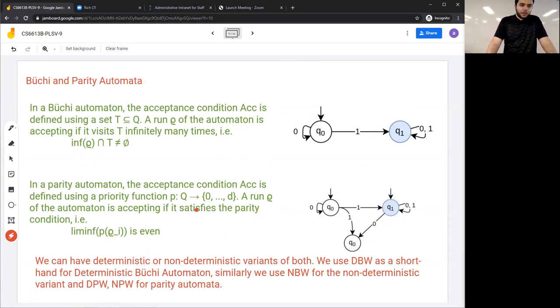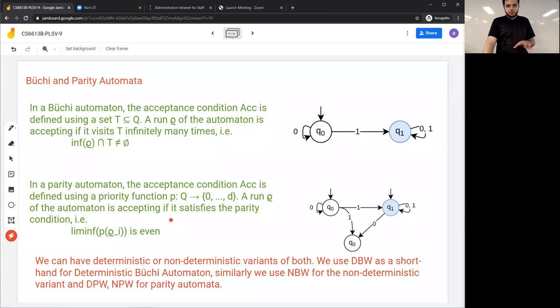And of course, we can define a parity automaton very similarly. Basically, a parity automaton, instead of having a bunch of accepting states, has a priority function that assigns a priority to every state of the automaton. And then a run is accepting if it satisfies the parity condition, which means that the smallest priority that is seen infinitely many times is even. So that's the definition of parity automata.